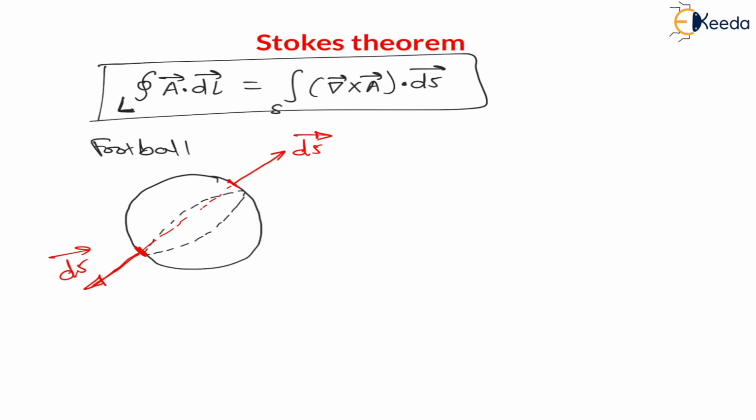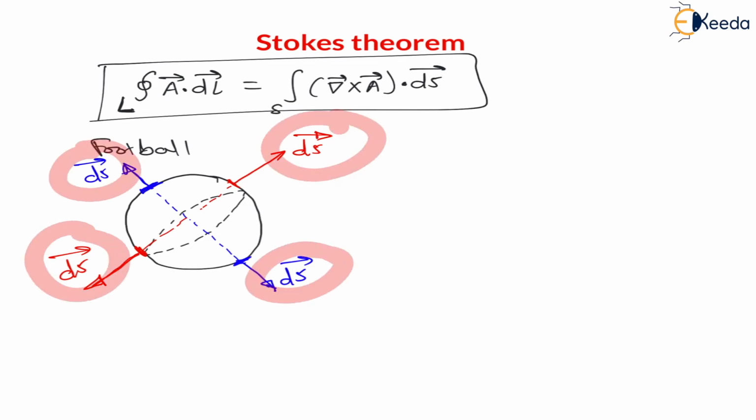Similarly, if I consider any other location, perpendicular to the surface there will be an area vector, and exactly opposite there is an exactly similar surface with its area vector. So this area vector will cancel that area vector, and the net vector quantity ds will be 0 on this surface.